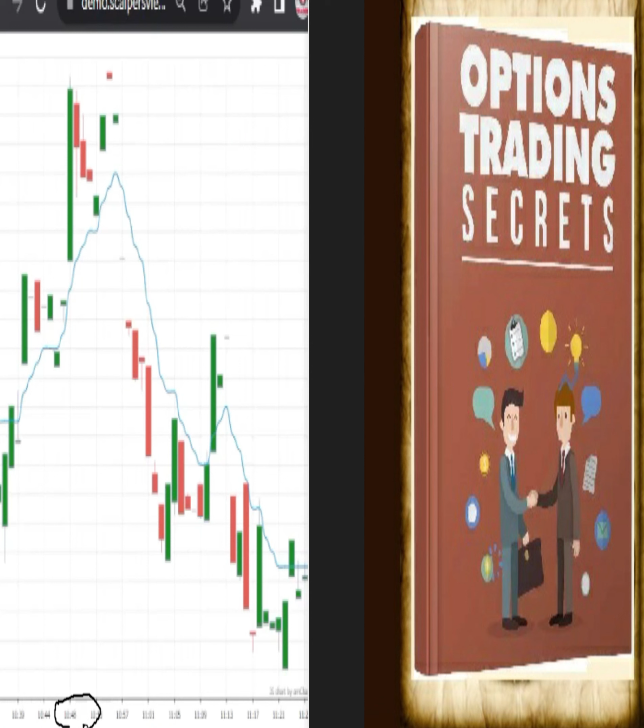10:48. What is happening? Let's see. Here one gap is there. Here one gap. Here one gap. This is one of my favorite setups.